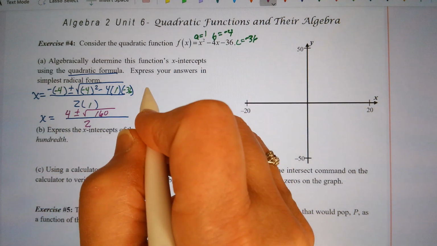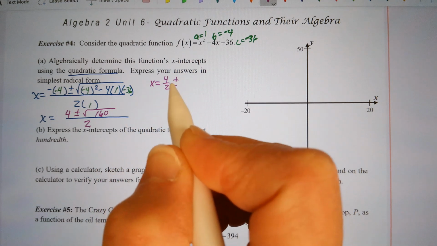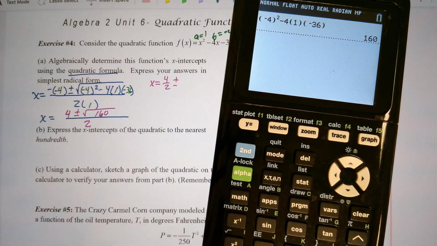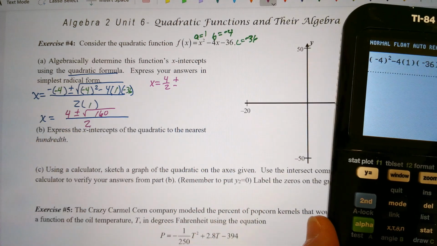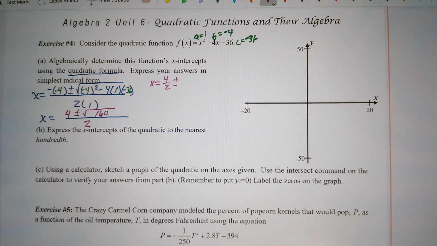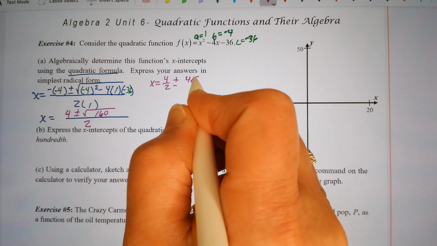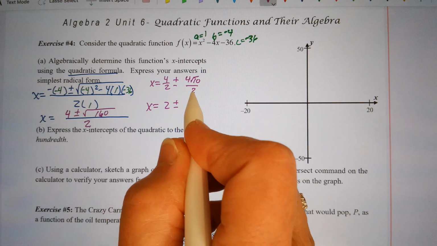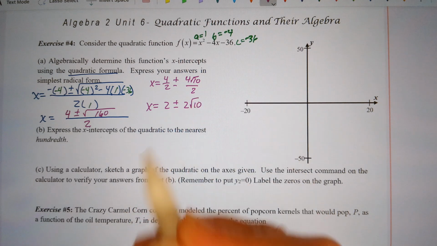Okay, so I'm going to split this up. So x is going to equal 4 over 2 plus or minus the square root of 160. I'm not sure how to simplify 160. I know 16 times 10. Oh, actually, that's it, 16 times 10, because the other factors of 10 are 2 and 5. And the square root of 16 is 4. So that would be 4 square root of 10 all over 2. So we get x equals 2 plus or minus 4 divided by 2 is 2. 2 plus or minus 2 square root of 10.